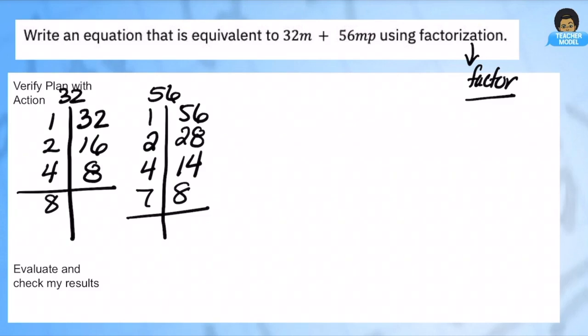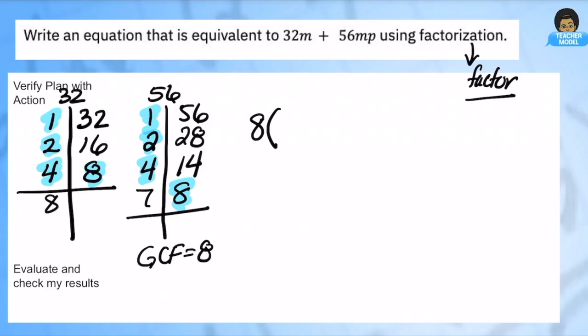And now you just have to look and see, do they have anything in common? They both have a 1. They both have a 2. They both have a 4. They both have an 8. And that's it. So our greatest common factor equals 8. This means I can put an 8 on the outside of my parentheses.